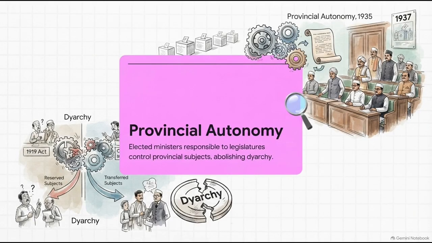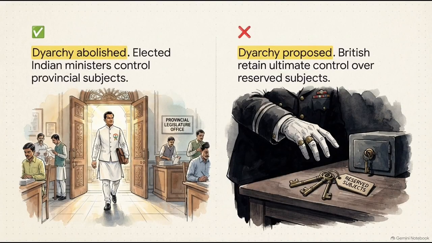This paved the way for the 1937 elections, where Indian political parties successfully formed governments in several provinces. Pretty huge step, right? But here's the kicker. They removed the roadblock at the local level, only to build a massive wall at the national level. While they abolished diarchy in the provinces to grant them autonomy, they turned around and proposed introducing diarchy at the center. Central subjects were split into reserved and transferred categories. And guess who kept absolute control over the reserved subjects? The British Governor-General. So they effectively blocked the development of a fully responsible central government.